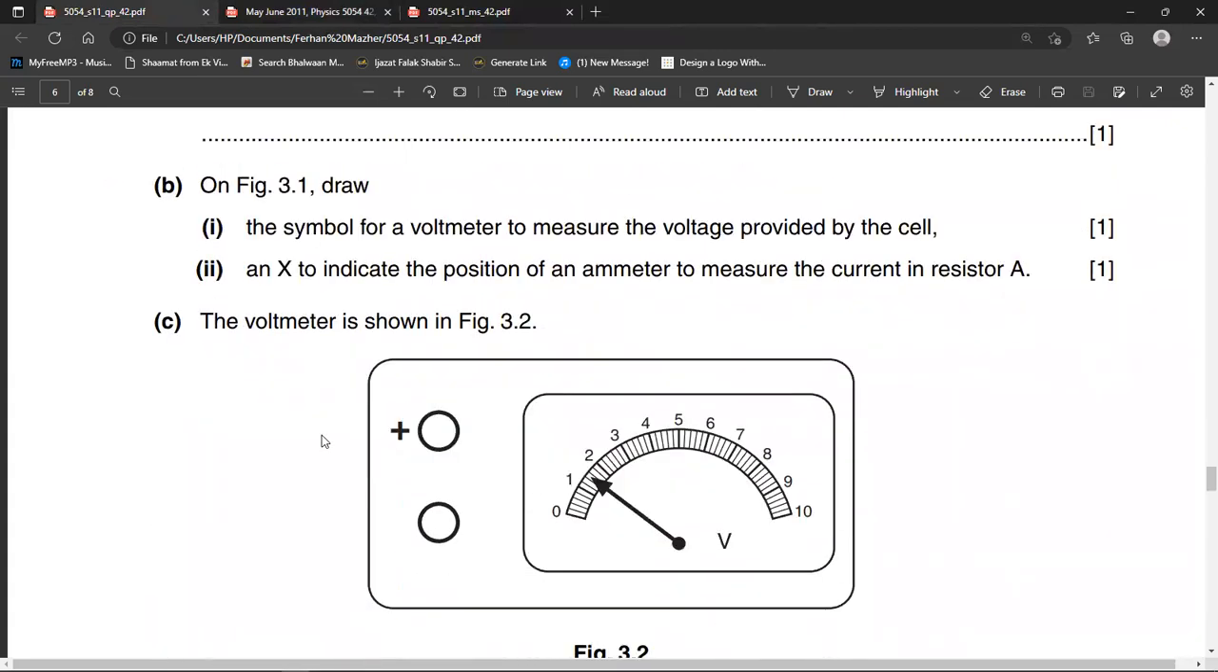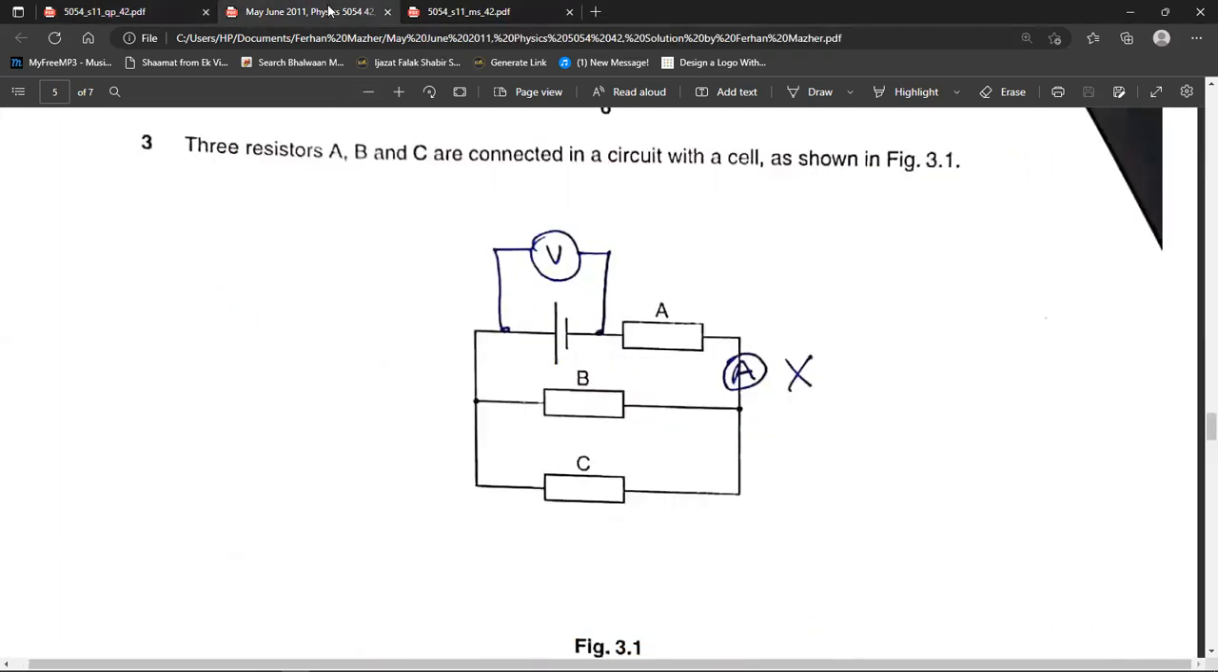Then the question is, draw an X to indicate the position of an ammeter to measure the current in the resistor A. So if you want to connect an ammeter, I put an ammeter here. You can put an X here. You are actually supposed to put an X here, but I actually made an ammeter there.